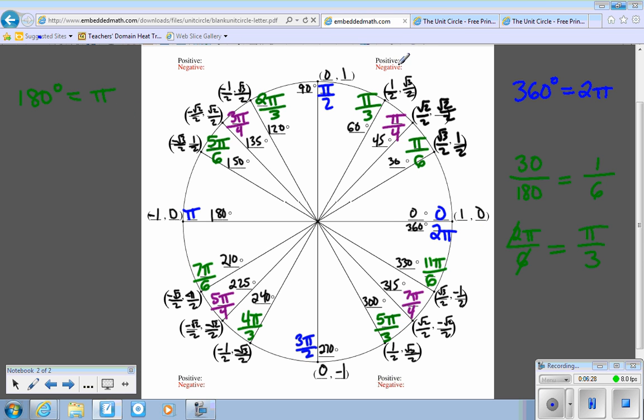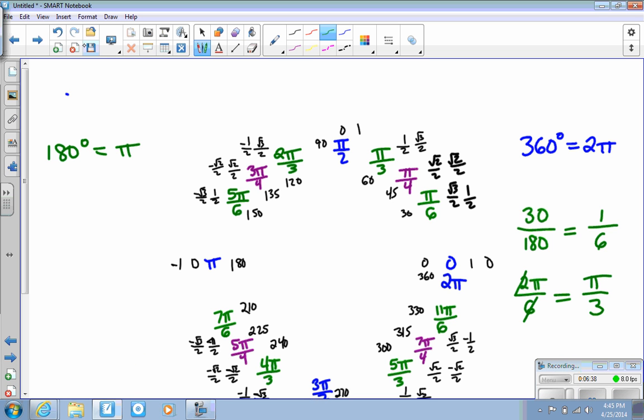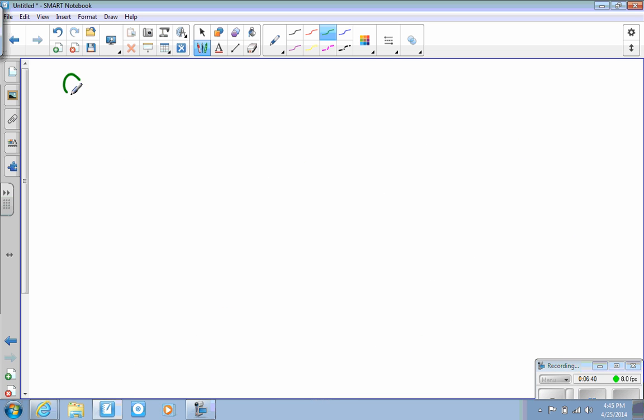Now that you have the unit circle filled in, we'll talk more about this on Monday, but I just wanted you to get that filled in and kind of understand where these fractions are coming from. So now we're going to convert between radians and degrees. So if I start with, let's say 210 degrees, and I want to convert that to radians.